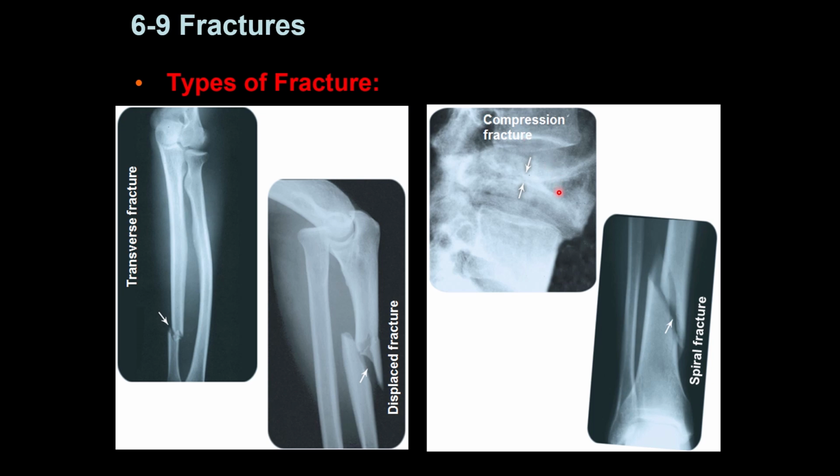Compression fracture happens in the vertebrae. This is one vertebra here, and you can see this is the thickness of the vertebra, but this is so narrow. This is the other vertebra. You can see that this is compressed. This happens most commonly in osteoporosis, but you can have it in tuberculosis and also in cancer.